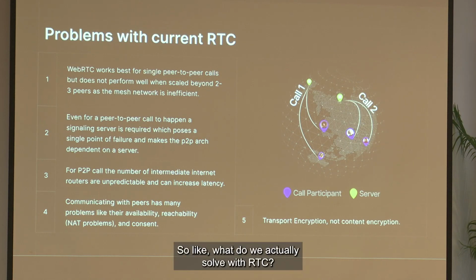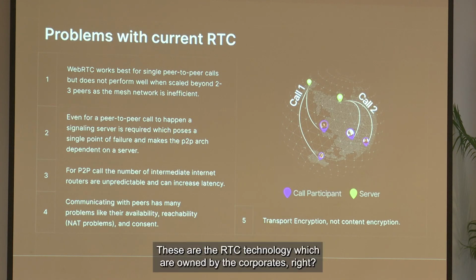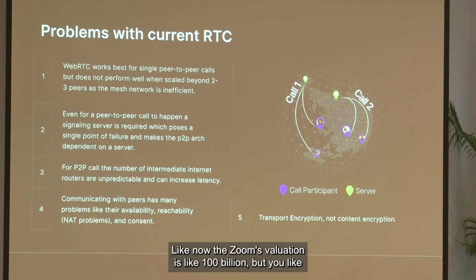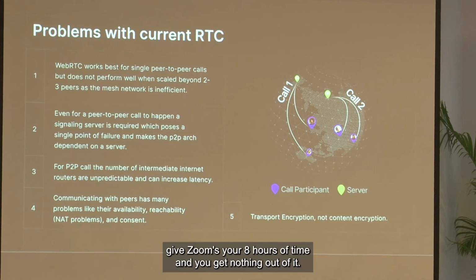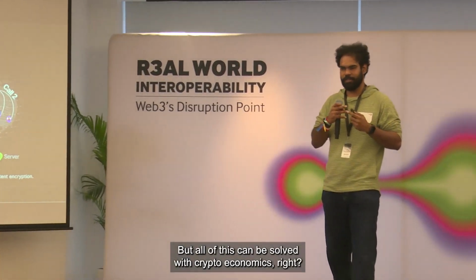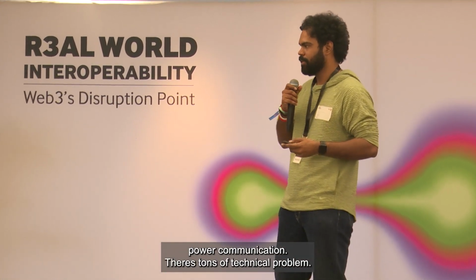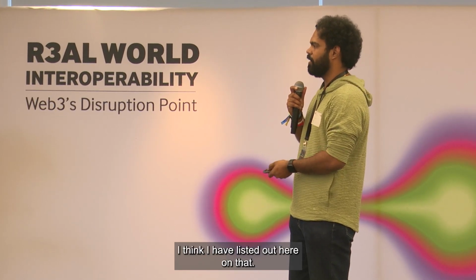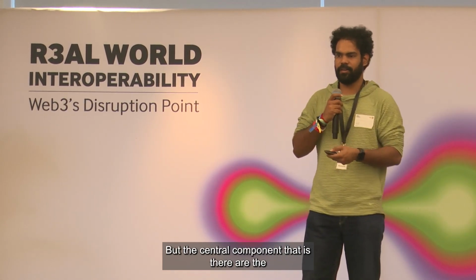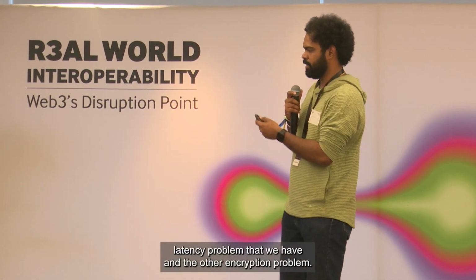So, what do we actually solve with RTC, right? Currently, Google Meet and Zoom are RTC technologies owned by corporates, right? Zoom's valuation is 100 billion, but you give Zoom your 8 hours of time and you get nothing out of it, right? All of this can be solved with crypto economics. Imagine making it bottom up, a people-powered communication. There are tons of technical problems. I have listed the central components, the latency problem that we have, and the encryption problem.